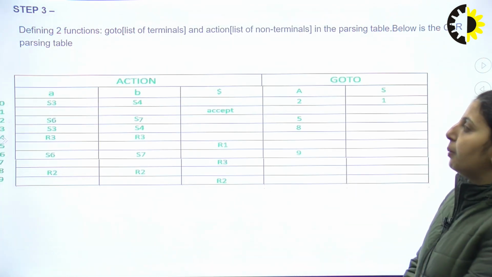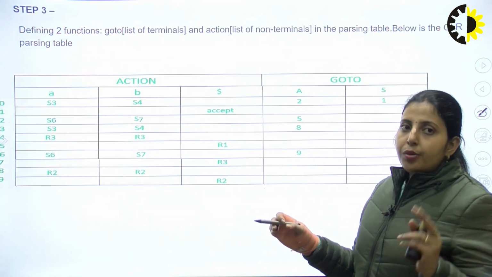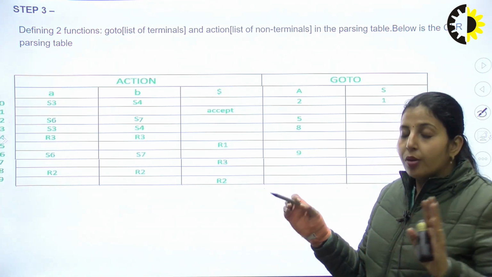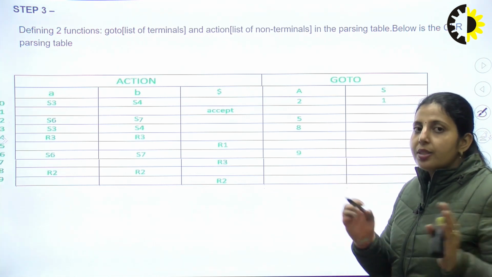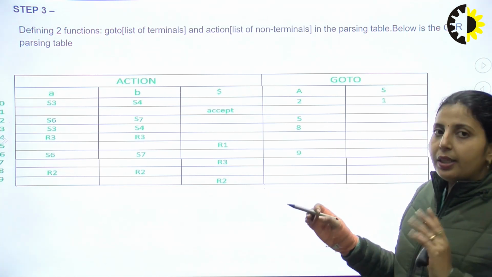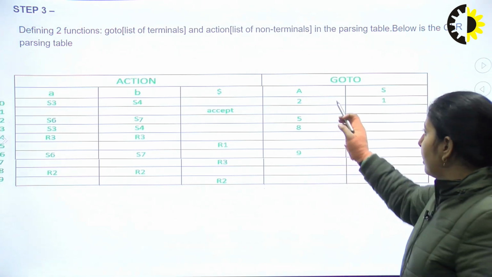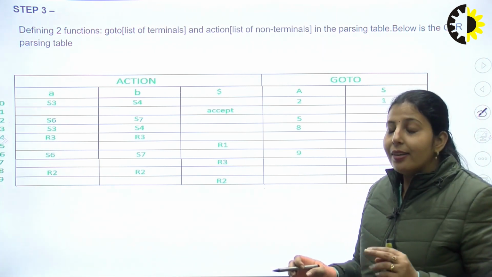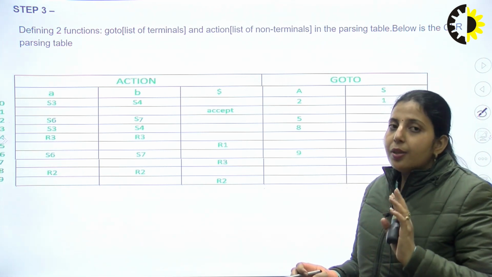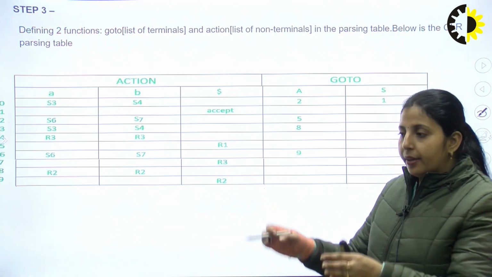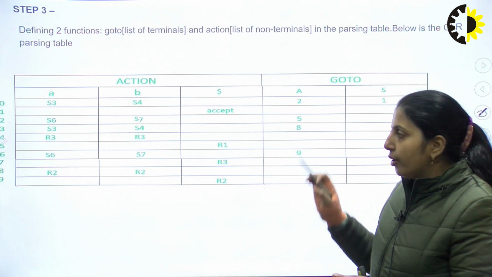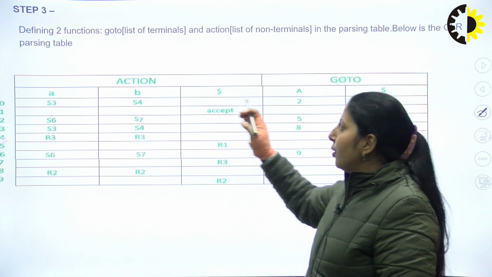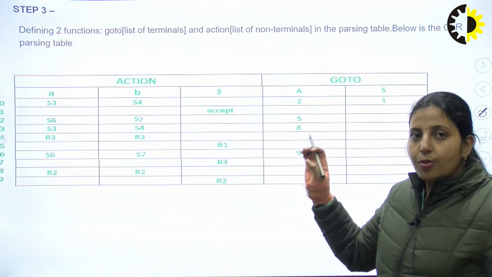Now the table is like this. I have just told you there are two functions, action and goto. Action contains the set of terminal symbols, and goto contains the set of non-terminal symbols. In the grammar we have only two non-terminal symbols, that is A and S. Dollar is also added in our augmented grammar. So here a, b and dollar are the actions that have to be performed.